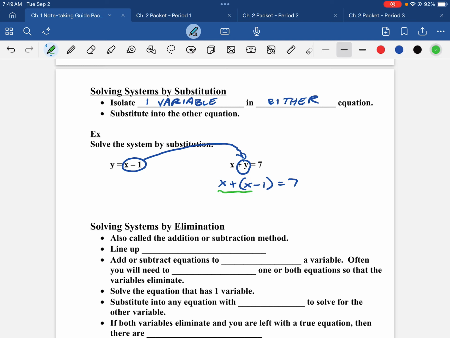So I'm going to combine those x's. This would look the same without parentheses, by the way. X plus x is 2x. Okay, and then I'll add 1 to both sides and divide by 2, and x equals 4.